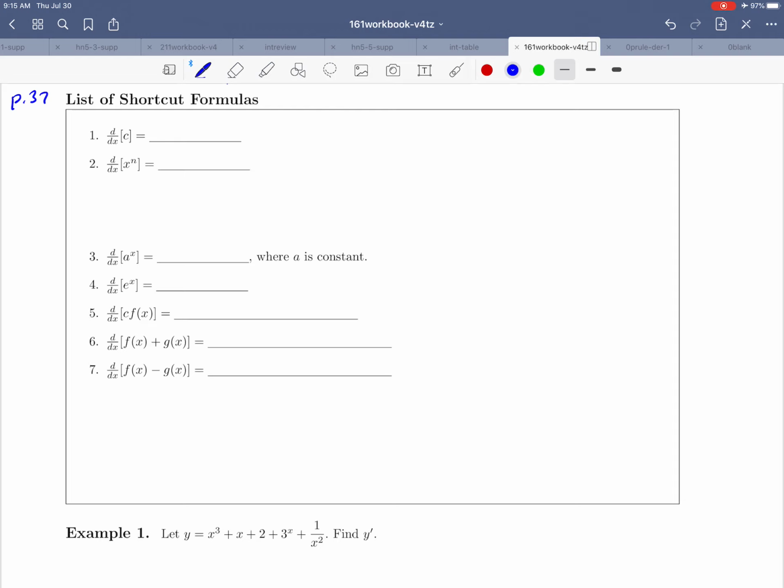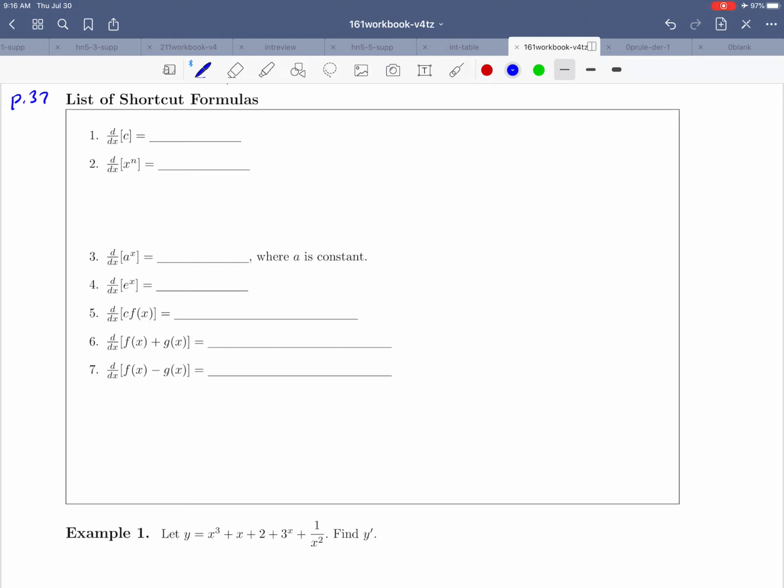Okay, what this is going to be is a list of common functions that tend to come up over and over again in our course, and what we're going to do is write down a way to take the derivatives of these functions in just one step, or maybe a couple of steps, a much shorter way of coming up with a derivative than going back to the limit definition.